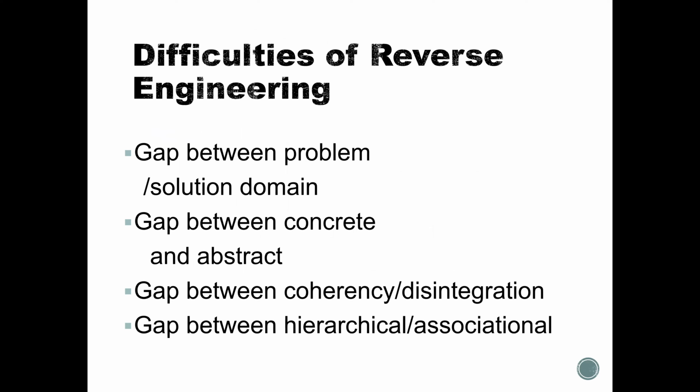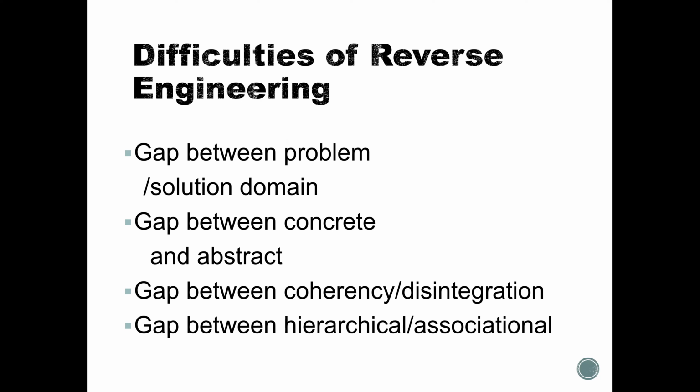However, there are multiple difficulties when you perform this reverse engineering. For example, there can be a gap between the problem and solution domain. The reason behind this is that the problem which we have identified is not exactly the same as the one on which the product, on which we are doing this reverse engineering, is based. And the solution we are going to provide by the end may differ from the problem which we were thinking to work on.